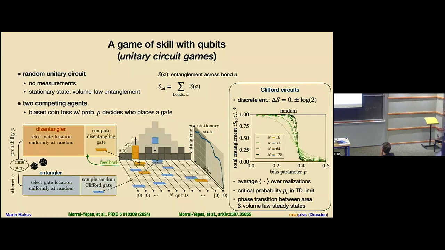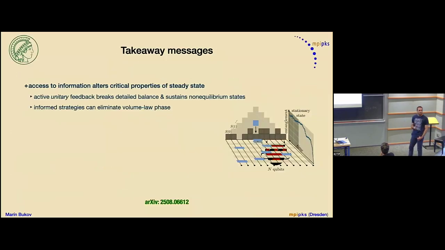Okay, so this is all very nice, and what we want to do now is ask whether we can change the properties of this steady state using active feedback control, essentially a kind of Maxwell demon. The short answer is yes, we can do this. In particular, we're going to show that active, purely unitary feedback control can break detailed balance in this steady state, and therefore sustain non-equilibrium states. And if you have a sufficient amount of information, then the informed strategies can fully suppress or fully eliminate the volume law phase.